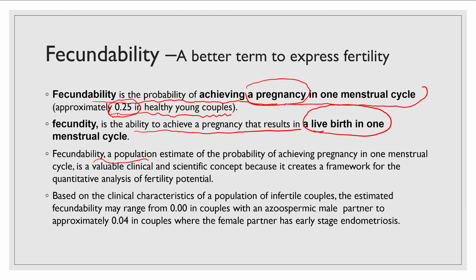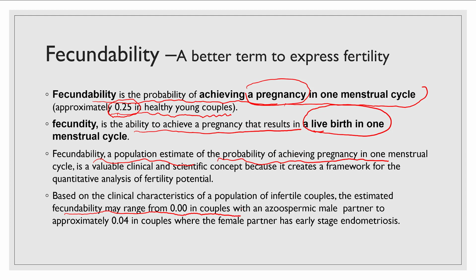Fecundability is a population estimate, so it is based on the total population. If you take 100 people of 25 years, and keep them having regular intercourse, after 1 year, 95% of them will be pregnant. In 1 cycle, 0.25 of them will be pregnant. So based on these clinical characteristics, we can estimate the fecundability of a person or a couple on a range, say 0 to 1.